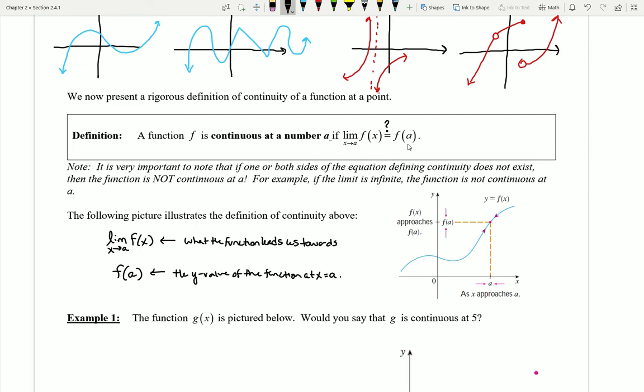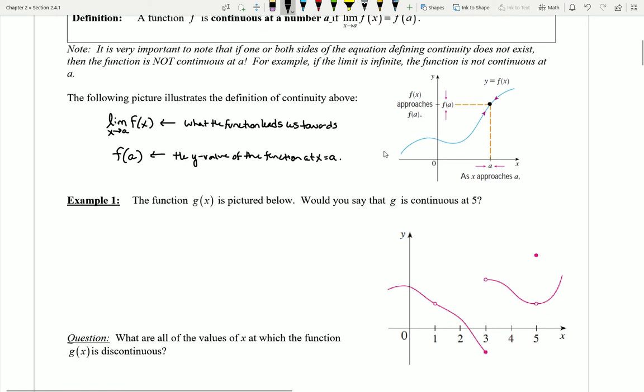This is something that needs to be checked. So notice that in a picture like this, we can see that if we followed the blue path, we would be led towards this point right here, this y value. And when we plug in the value of a, we actually get the same exact y value. So it's at exactly these moments when the limit and the y value of the function produce the same value that we say that our function is continuous.